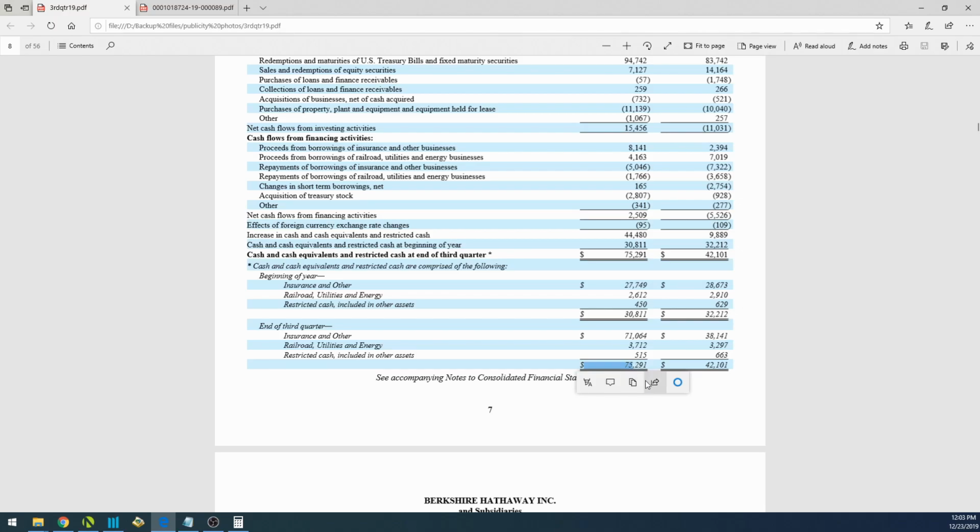So we have a growth in the cash for this year, which is good, and we can look at the breakdown of how we get to this growth in cash. So beginning of the year seems to be quite similar, 32 billion at the beginning of the year for 2018, or 30 billion at the beginning of the year for 2019. Okay, cash and cash equivalent 75. Third quarter.